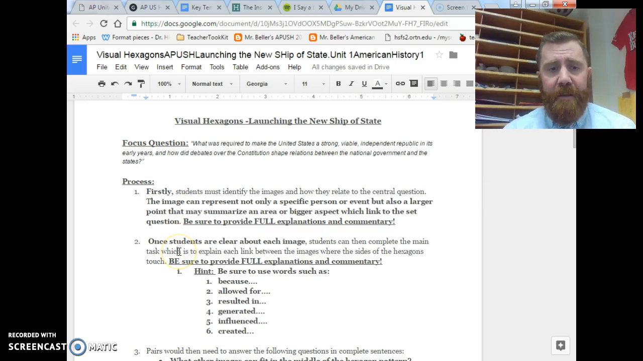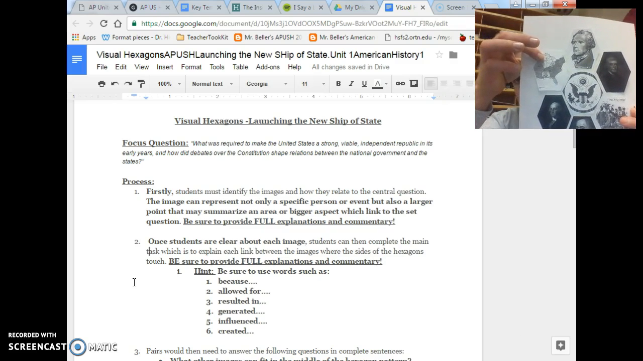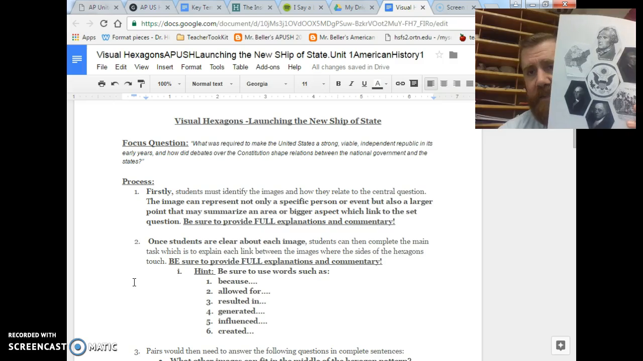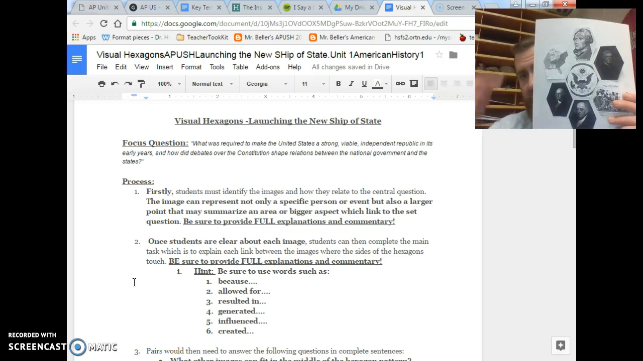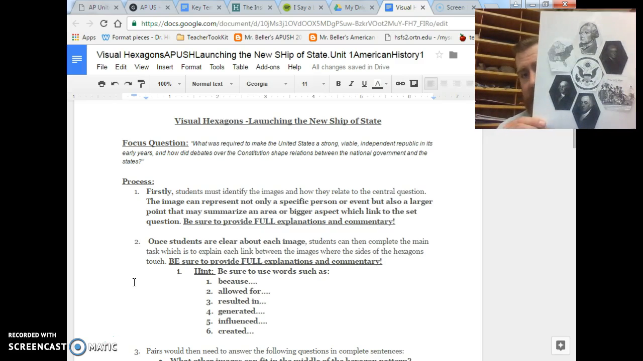After you're clear about each image, then you should be able to complete the main task. This is to explain each link between the images where the sides of the hexagons touch. Once again, be sure to provide full explanations and commentary, and use words that are on your analytical phrases bookmark or any other connectives that you could think of that would link the 2 terms together. So, for Hamilton's picture, you would have to link it to the picture of the map and also the picture of Thomas Jefferson. So you're creating 2 links for that image at 12 o'clock. For Jefferson, obviously you have the link for Hamilton, but you also have the link for the XYZ affair, and so on and so forth.